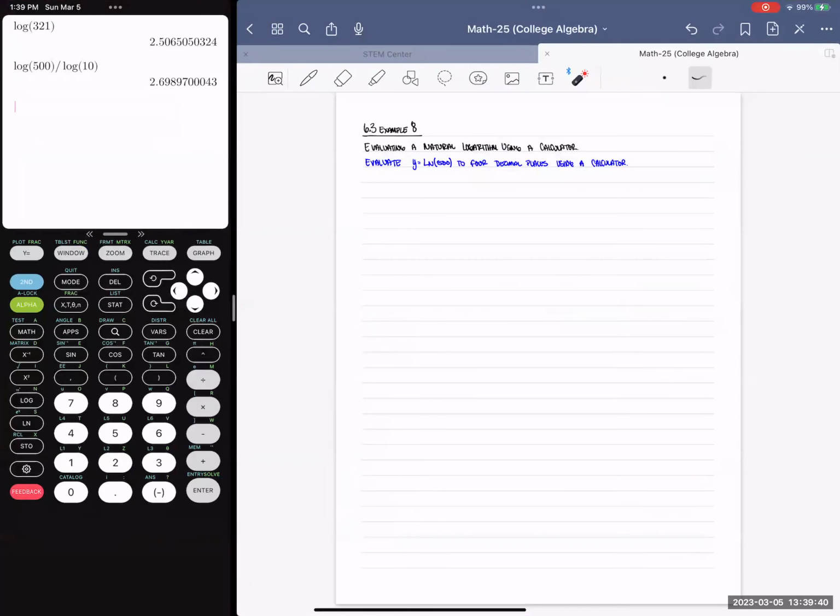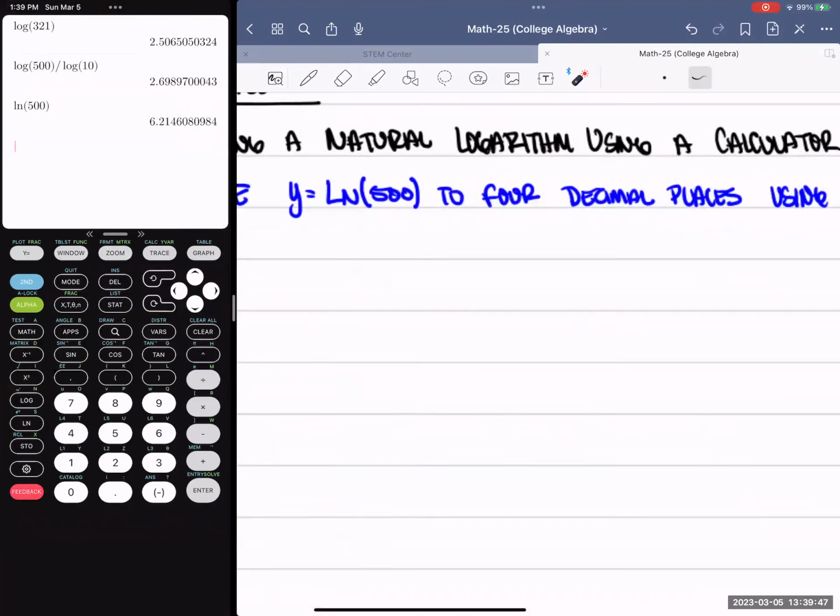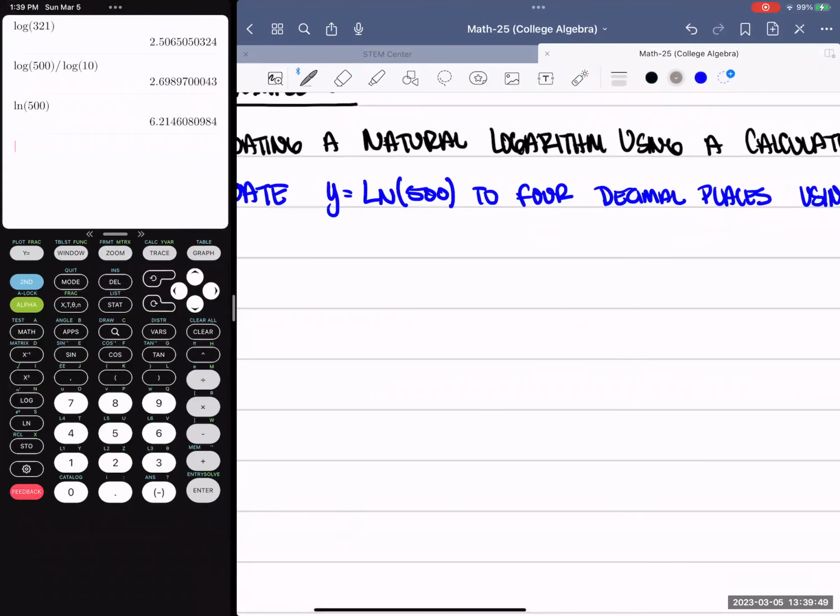All right, there we go. And natural log of 500, just have to plug that in. And we get that y is approximately equal to 6.2146. And that's it.